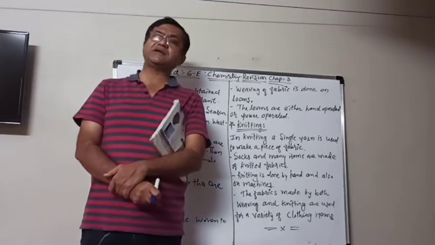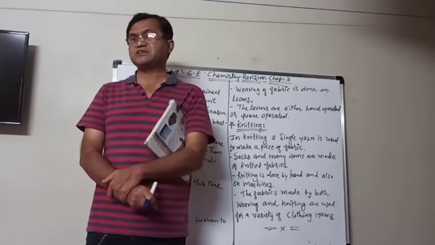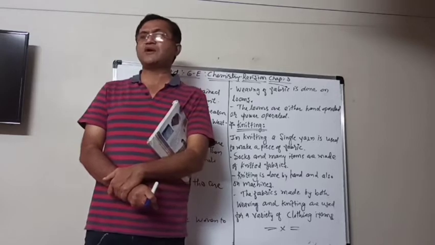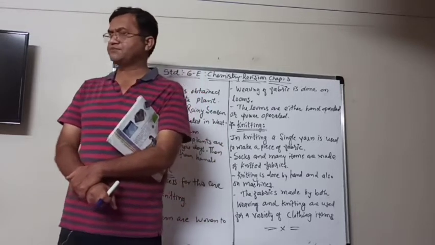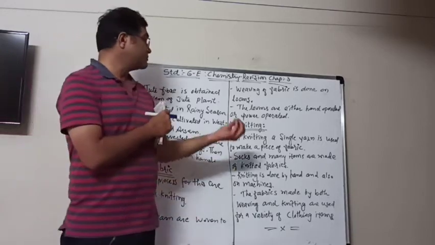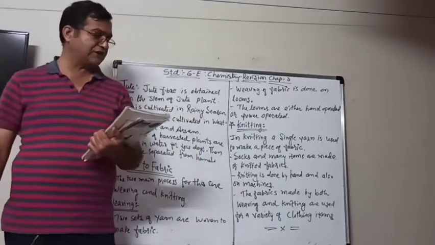Not only clothing items but other items also, like bed sheets, pillow covers, sofa covers, etc. So many items can be made from fabric made by the different methods.